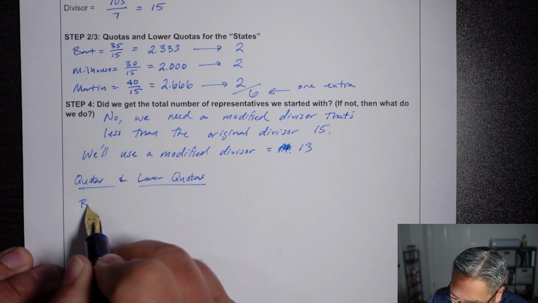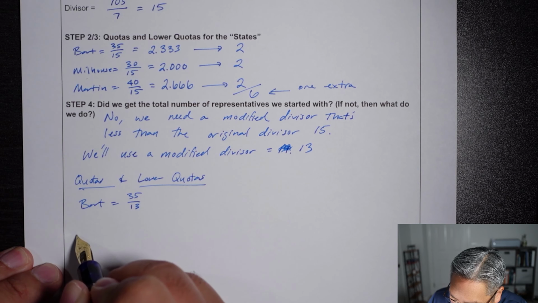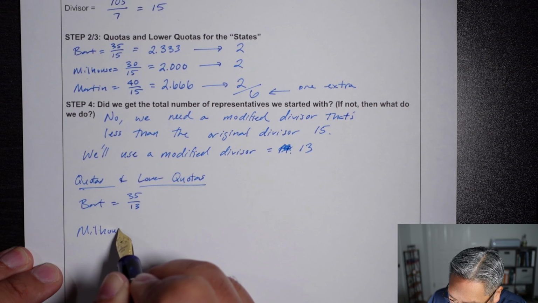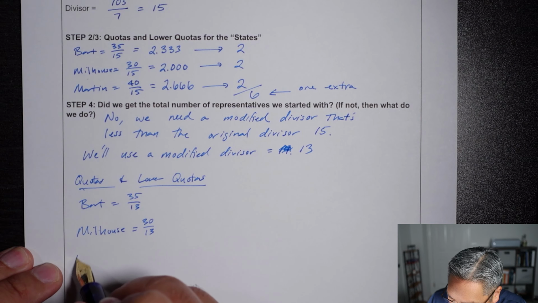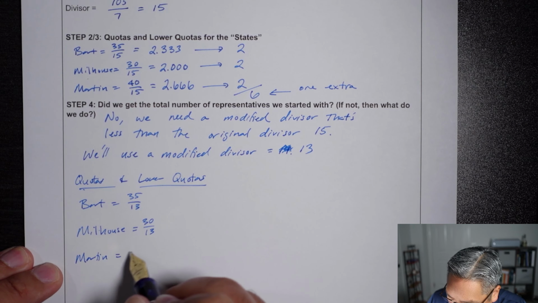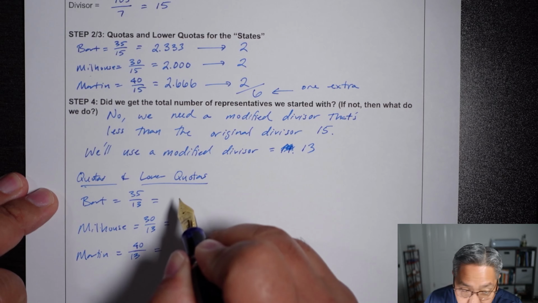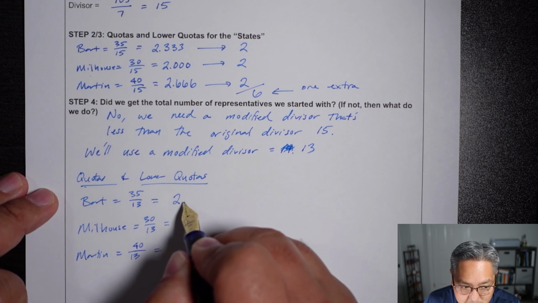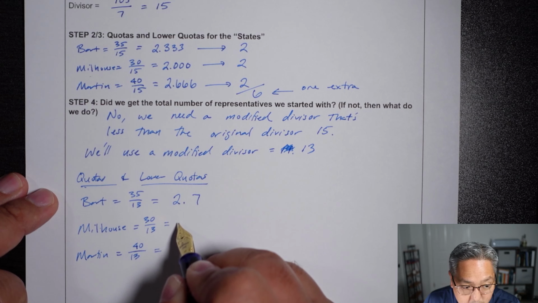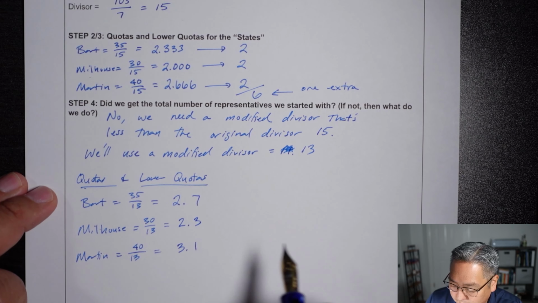So for Bart, it's 35 divided by 13. Millhouse, it's 30 divided by 13. And for Martin, it's 40 divided by 13. So quick calculator, and I'm just going to quickly round here so that we can get this over with real quick. 2.7, 2.3, and like 3.1.